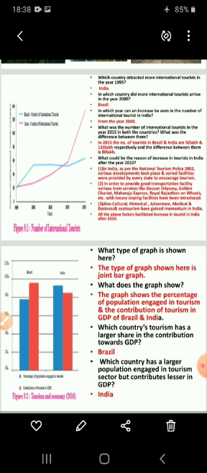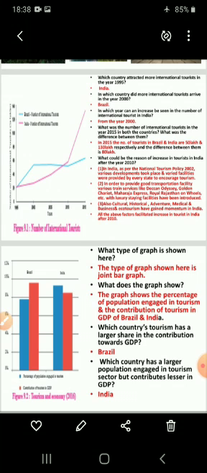Next question, which country's tourism has a larger share in contribution towards GDP? So Brazil's tourism has a larger share in contribution towards GDP. So you observe this graph and you can answer that in Brazil it is more contribution, maximum contribution of tourism compared to India. Next question, which country has a larger population engaged in tourism sector but contributes lesser in GDP? Now it is India. Understood?